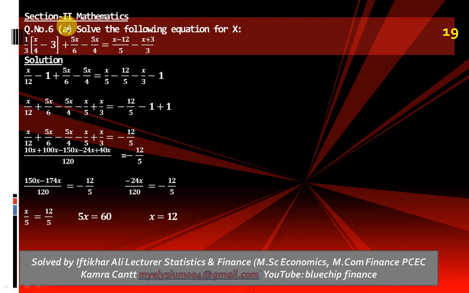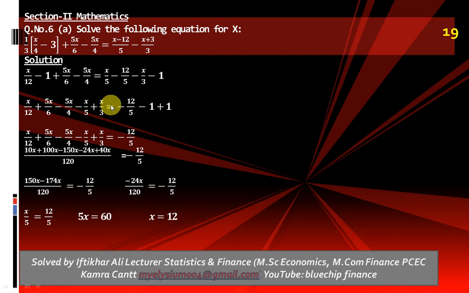Question number 6, part A. Solve the following equation for x: 1 by 3 multiplied by (x by 4 minus 3) plus 5x by 6 minus 5x by 4 equals (x minus 12) by 5 minus (x plus 3) by 3. So first of all, in the first section, simplify this. x should be multiplied by this and this one, and this 3 will be multiplied by 1, so minus 3 by 3 should be equal to minus 1.